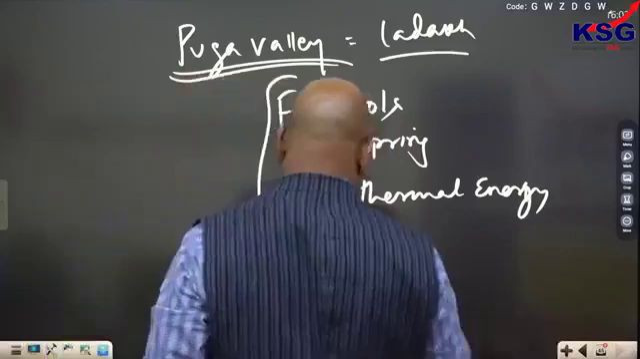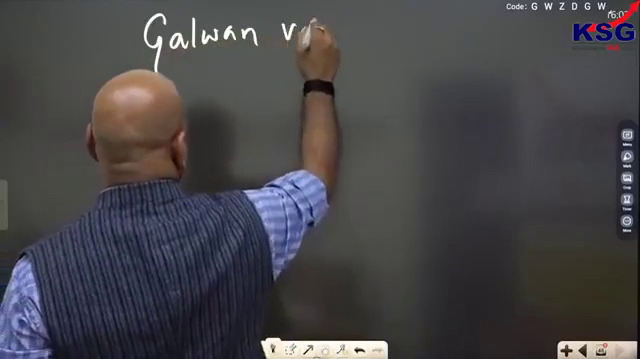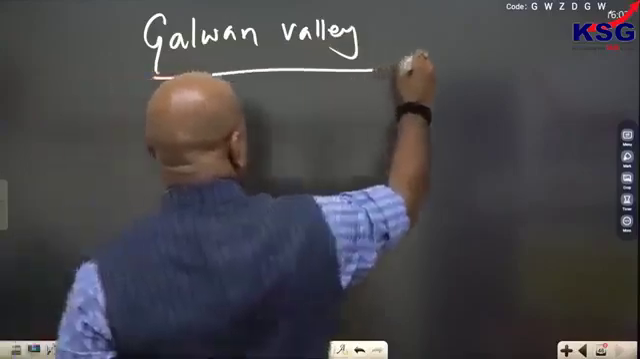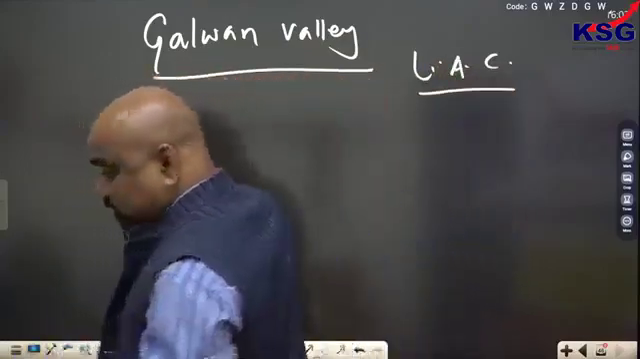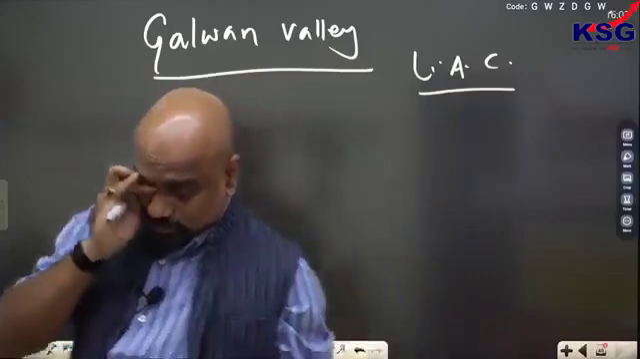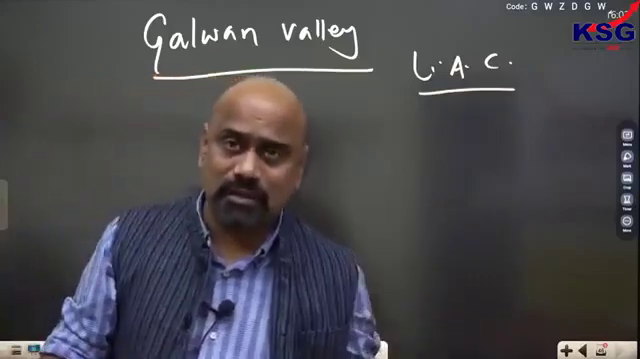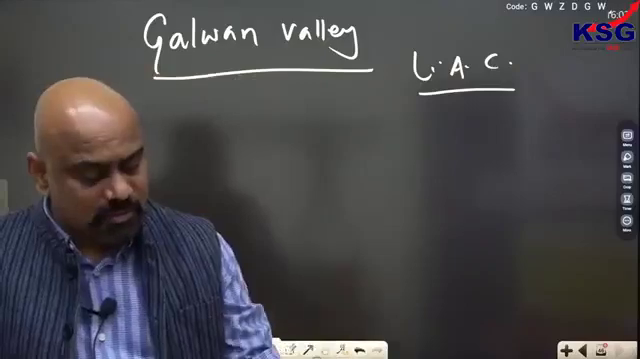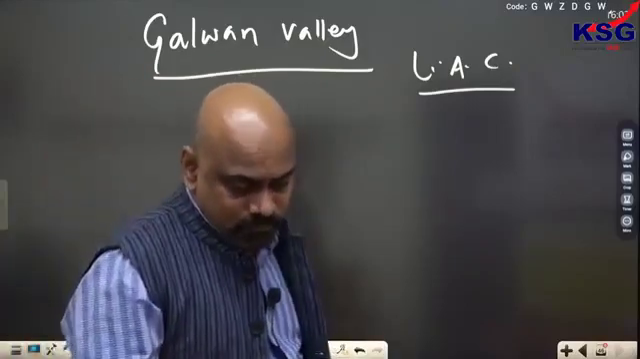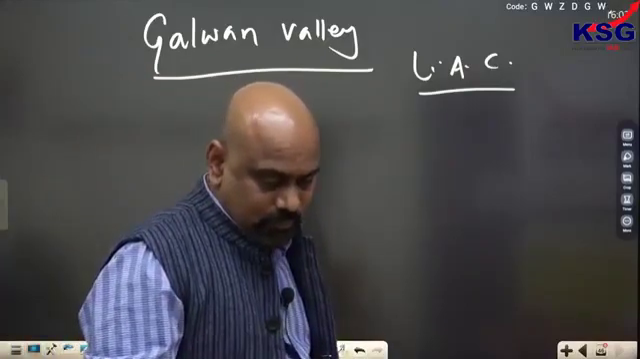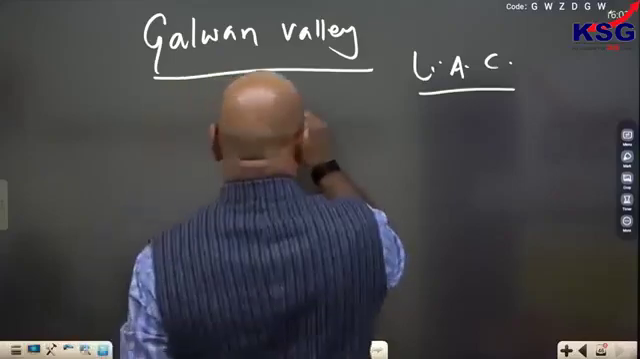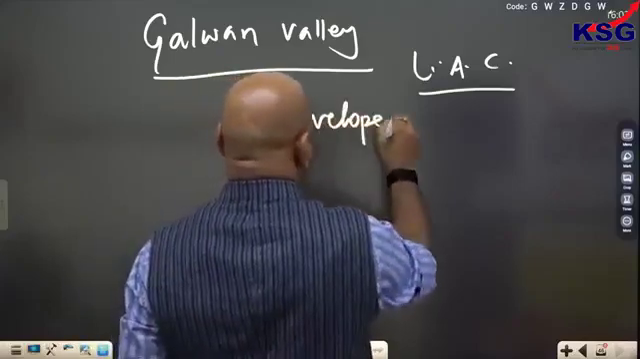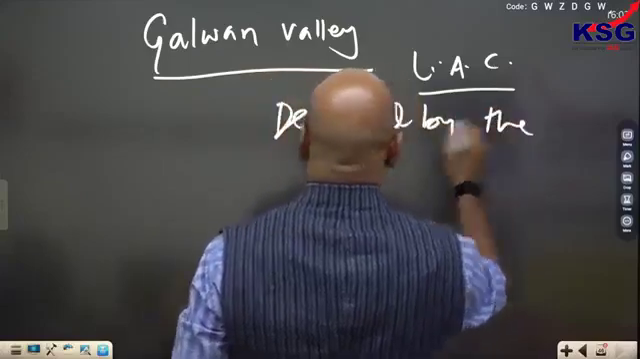Puga Valley हो गया. Galwan Valley. Galwan Valley, you know about this, near the line of actual control, line of actual control के पास है. This is developed by river Galwan.